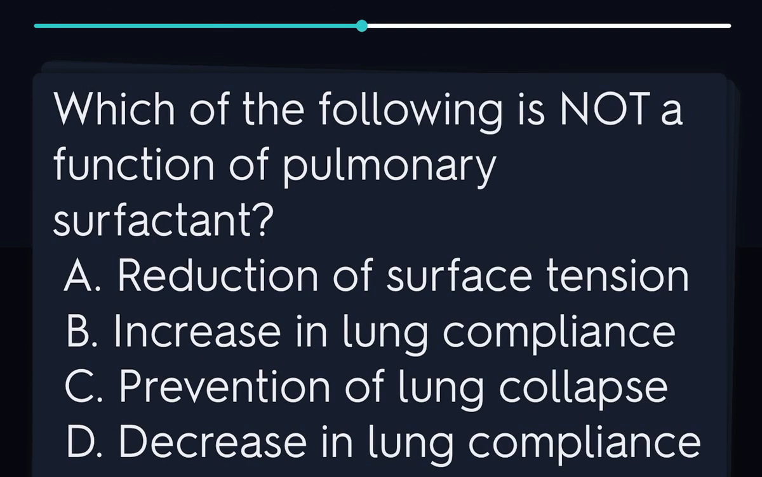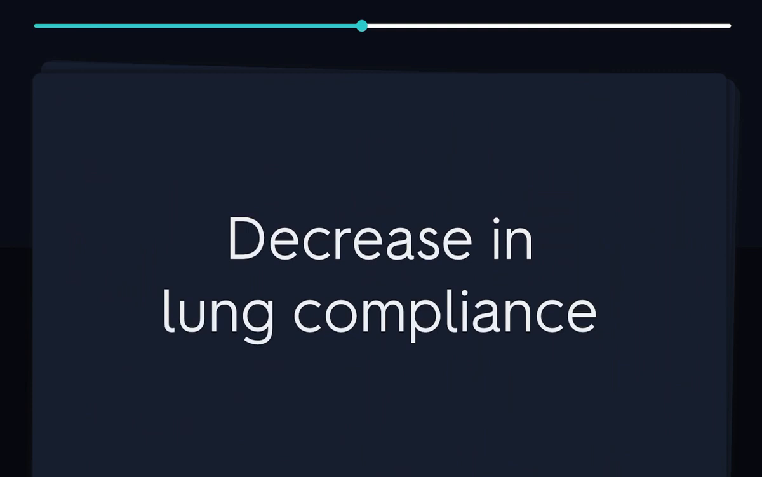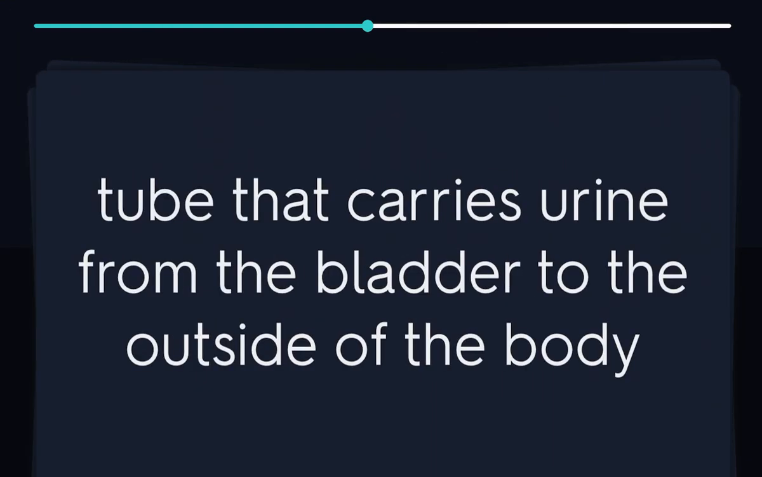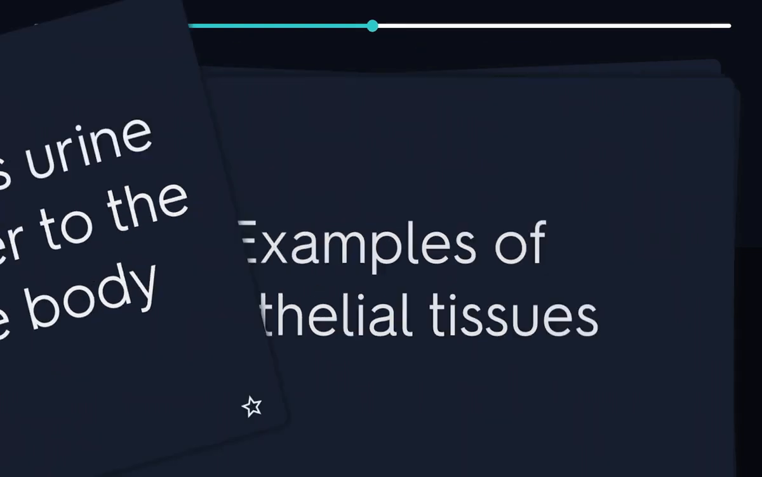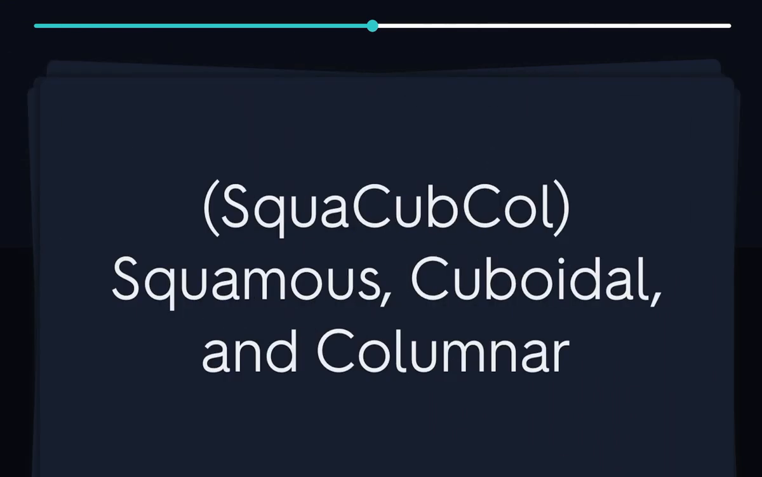Which of the following is not a function of pulmonary surfactant? A. Reduction of surface tension. B. Increase in lung compliance. C. Prevention of lung collapse. D. Decrease in lung compliance. Decrease in lung compliance. What is a urethra? Tube that carries urine from the bladder to the outside of the body. Examples of epithelial tissues: squamous, cuboidal, and columnar.